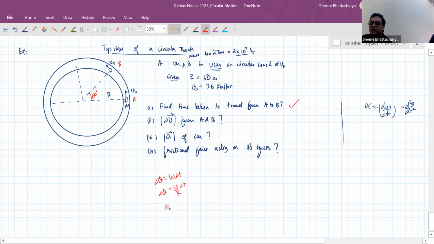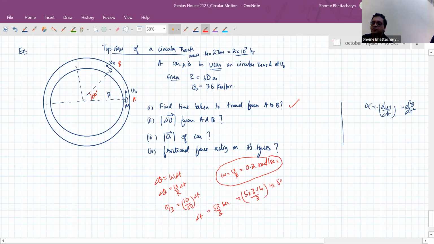60 degrees is pi by 3 radians. So that should be equal to 36 converted to meters per second. That's how much? 10. So 10 meters per second divided by 50. So the angular speed, which is V by R, is 0.2 radians per second. So per second, it is covering an angle of 0.2 radians. Now we can calculate how much time it takes. It takes 5 pi by 3 seconds, or approximating, 5 into 3.14 divided by 3, so approximately 5.2 seconds.